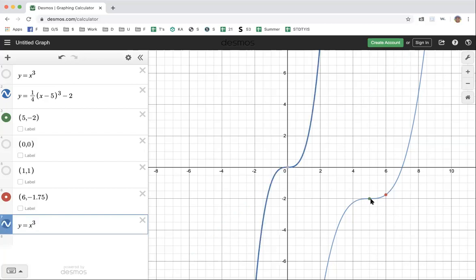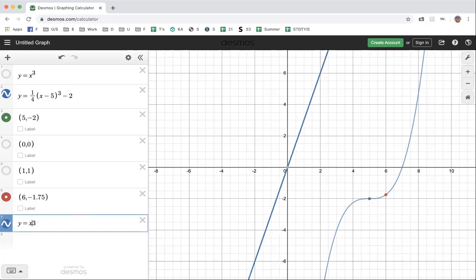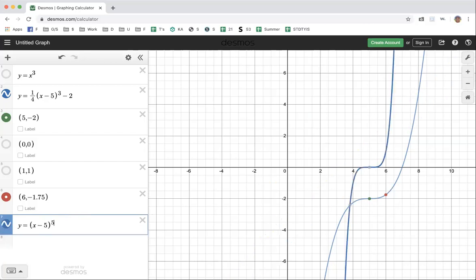We know that it's 5 to the right, which means it's x minus 5. Okay. We know that that's down 2. It's at negative 2. We know that to get down by 2, it's just minus 2. So we've got everything except our vertical stretch or compress.